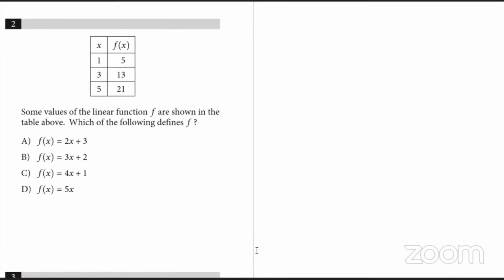Some values of the function are shown in the table above. What defines f? Okay, well, first of all, they're telling us it's linear. That's very important because it could be exponential or something else. But a linear is a y equals mx plus b. And the slope of a linear, we just said, is the change in y over change in x. But if you're given the points, which we are here, then you might want to lean toward the slope formula, y2 minus y1 over x2 minus x1.